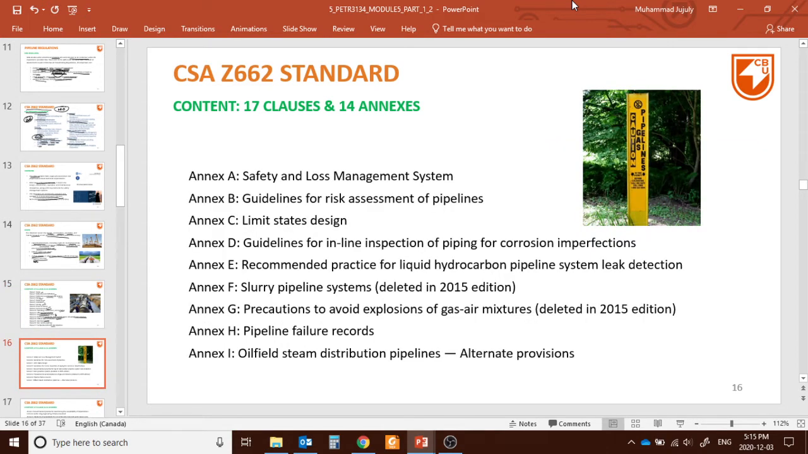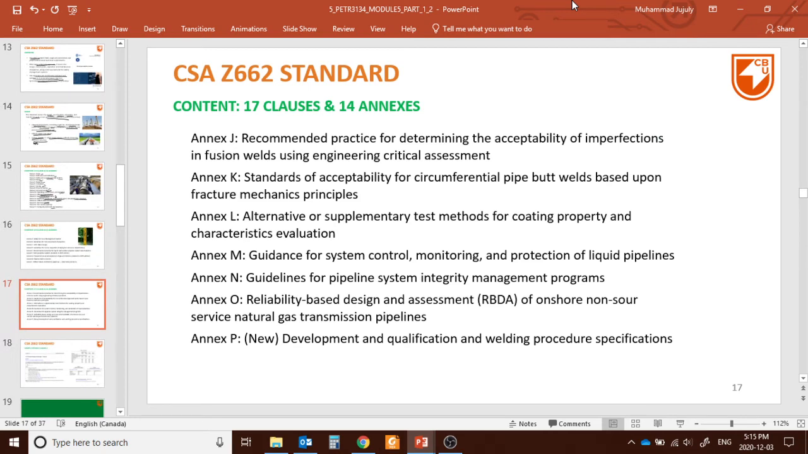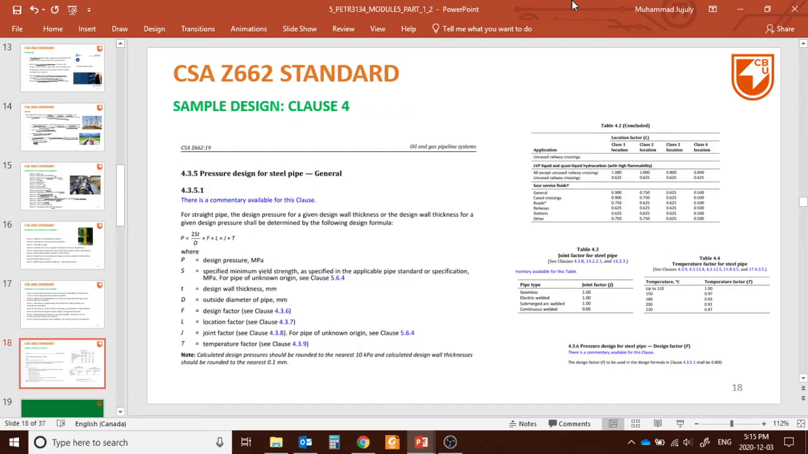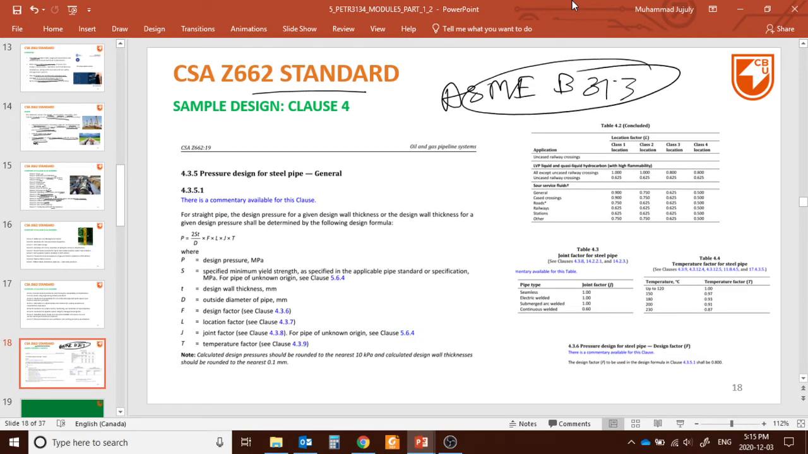Now there are so many annexes actually within the CSA Z662 standard. One example I can give: as you know, we have learned the ASME B31.3 for the process piping, right? In there we have learned how to calculate the pressure, you remember, and calculate the design wall thickness of the pipeline. This is the formula for the wall thickness, you remember.